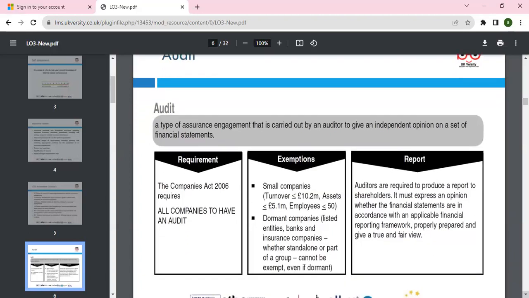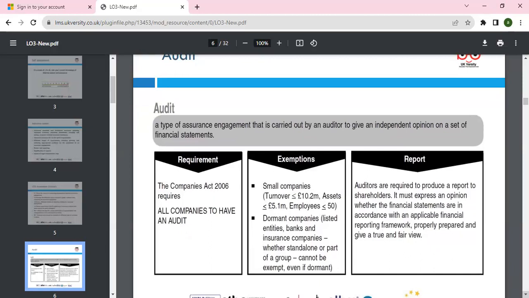The Companies Act 2006, under which we register the company at Companies House. The act we are following says all companies must have an audit. Those are PLCs and companies registered on the stock exchange, and small companies whose turnover is more.